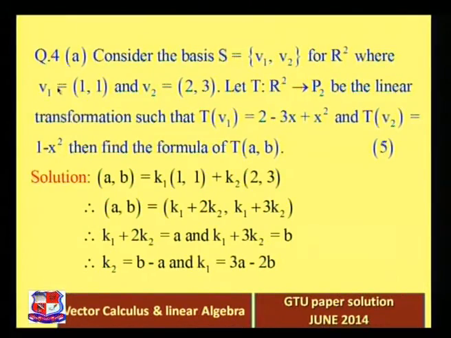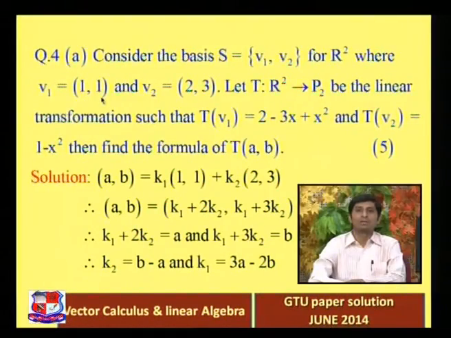Question 4a. Consider the basis S = {V1, V2} for R2, where V1 = (1, 1) and V2 = (2, 3). Let T from R2 to P2 be the linear transformation such that T of V1 is equal to 2 minus 3x plus x square and T of V2 is equal to 1 minus x square. Then find the formula for T of (a, b).